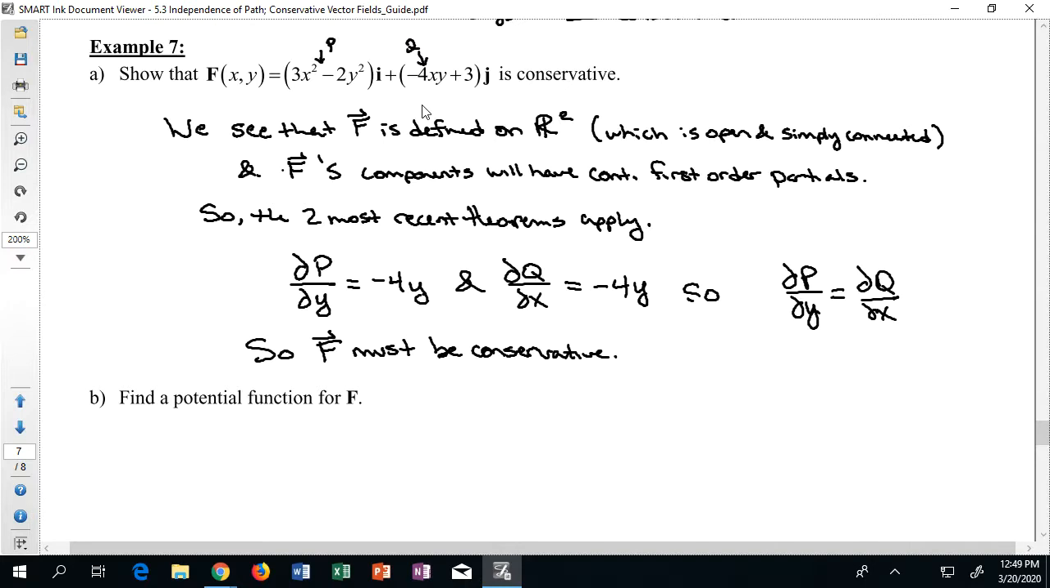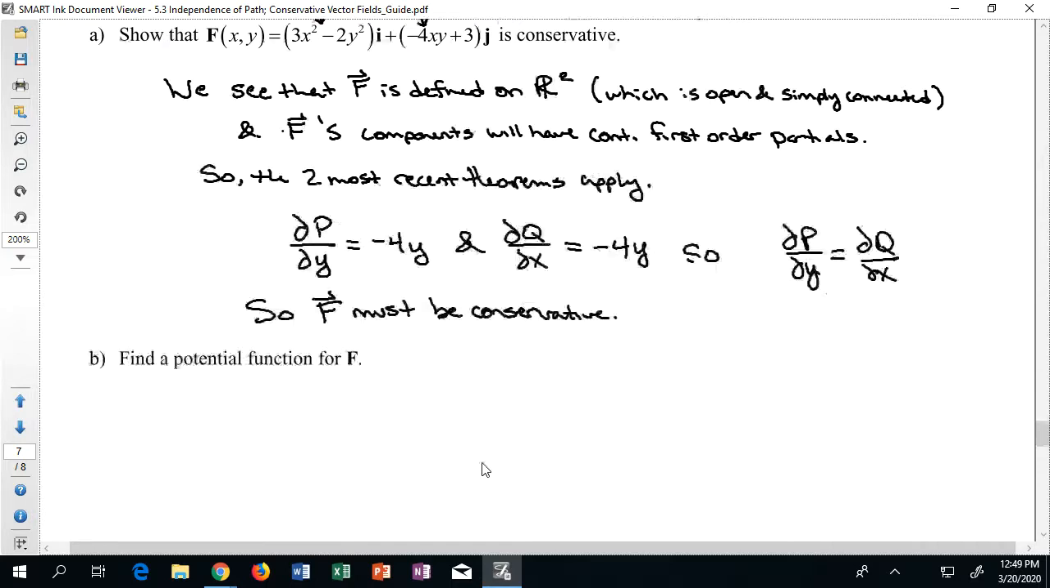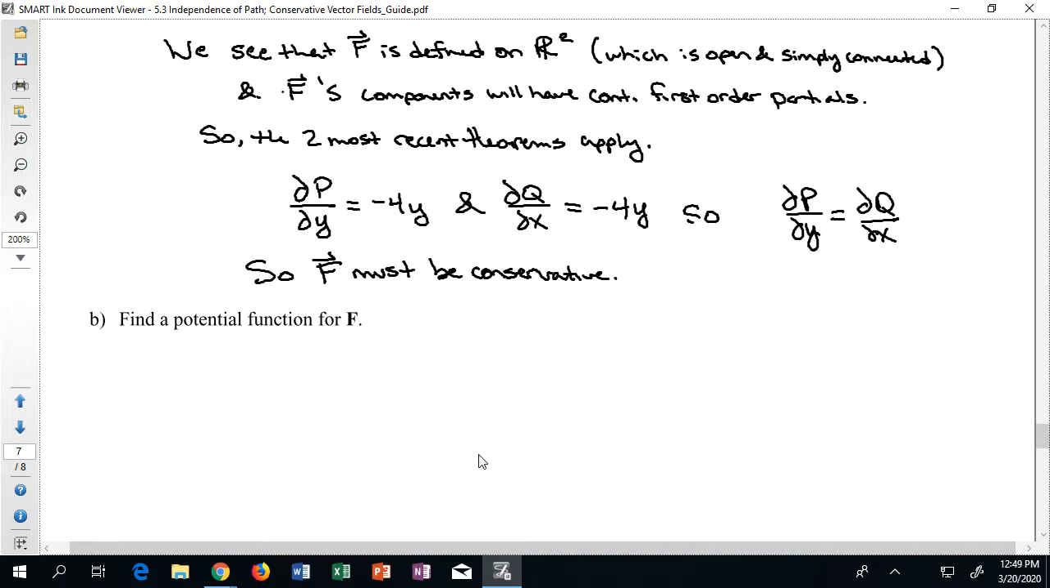Now, I don't know about you, but that's a pretty intimidating thing to try to think about. If we had just started with show that this is conservative, and then I could have tried to hunt for a potential function, I might have hunted all day. What I know now is that a potential function is definitely out there. I was able to show without ever finding that potential function that one exists. Now in part B, I'm going to be asked to actually find that potential function.